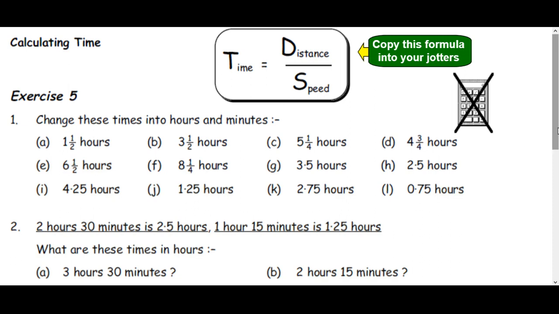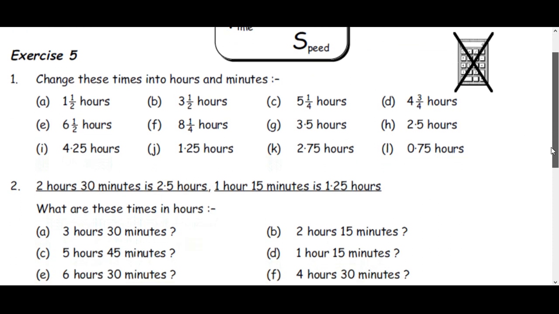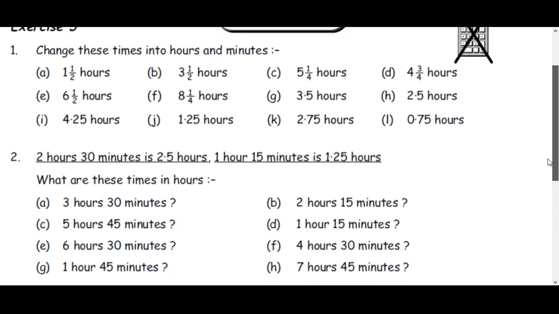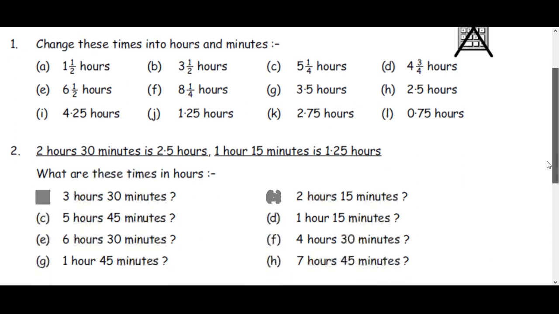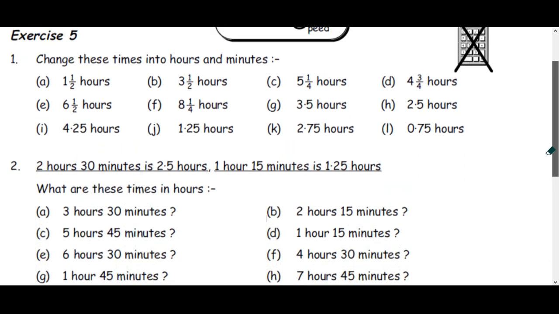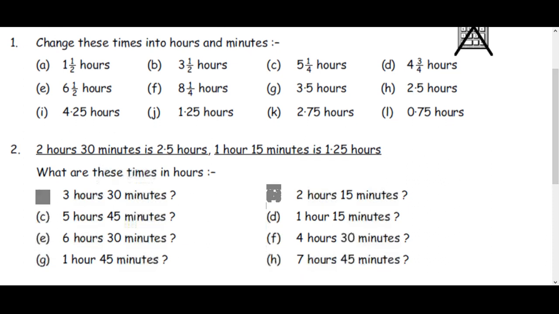Okay, now this exercise, all I want you to do to start off is try question 1 and question 2. Now it's no calculator, it's just converting time to hours and minutes. So I'll give you an example for the first one. I would write 1 hour and 30 minutes. So try question 1 and question 2, pause the video, have a go, and then I'll read out the answers.